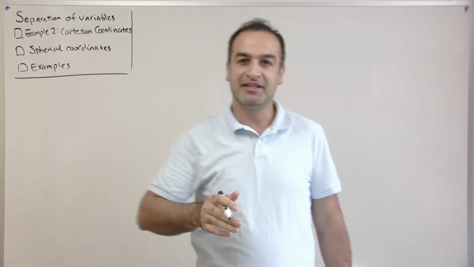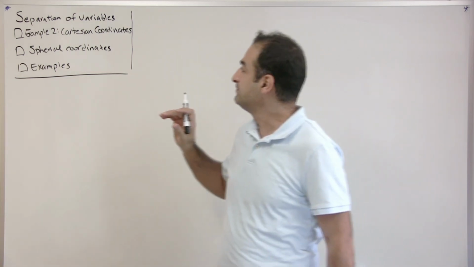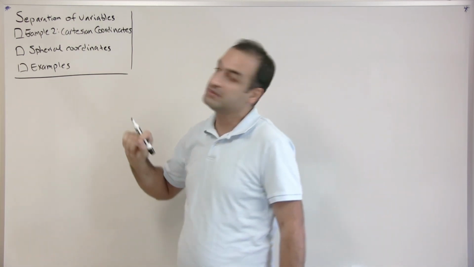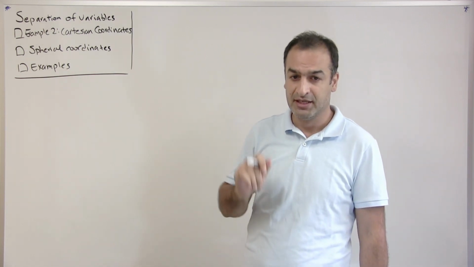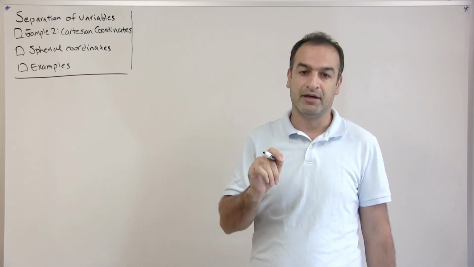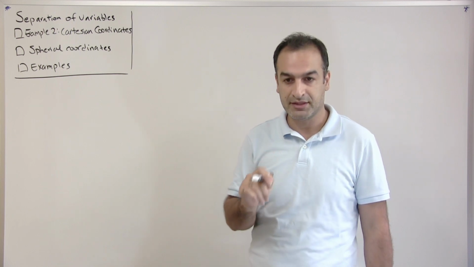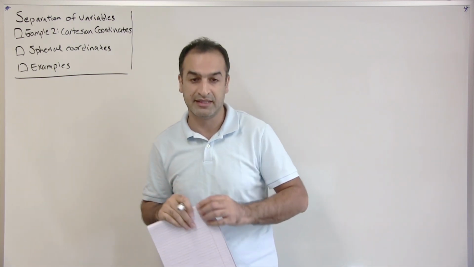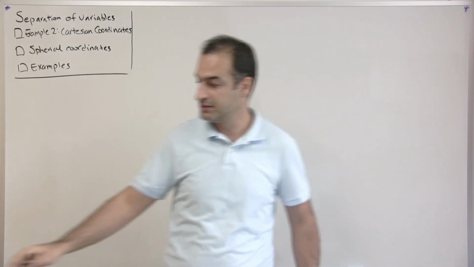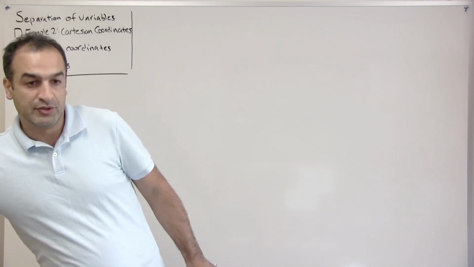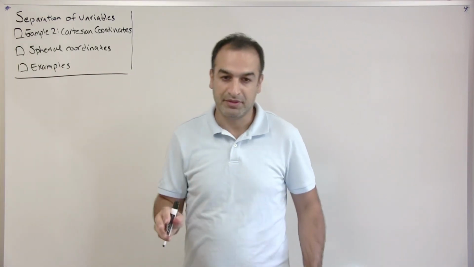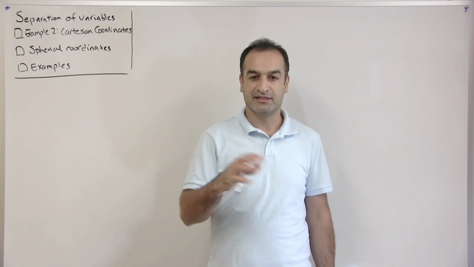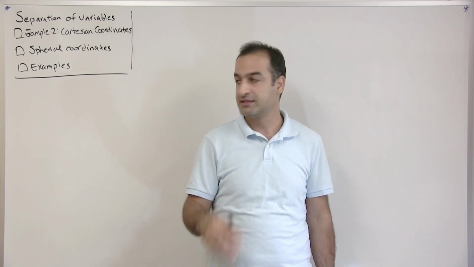What I'm going to do today is continue on the topic of the separation of variables. We did one example on Cartesian coordinates. We started actually last Thursday. We continued, and so that was a very basic and important example. I hope you had a chance to review that and read the textbook on that.